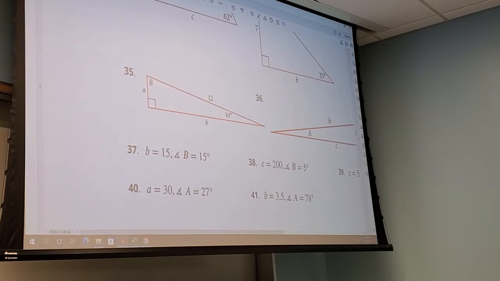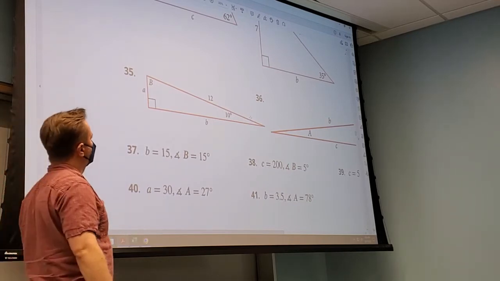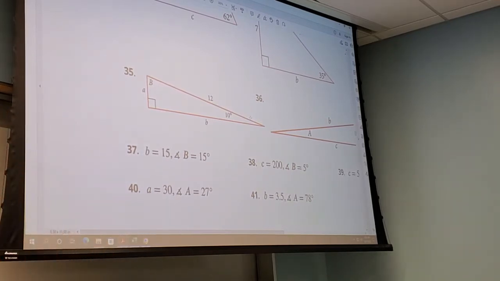Why would tangent not be a good thing to start with here? What sides would tangent relate? A and B, right? Tangent would relate A to B. I don't know either one of these. I would have too many things I don't know.